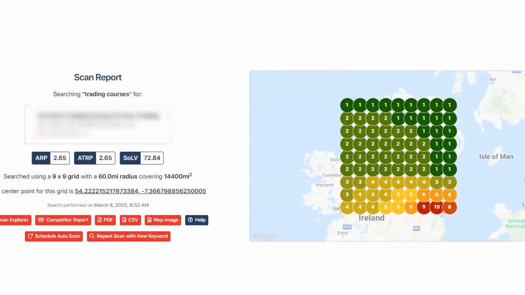Okay guys, this final one is for the super short tail keyword trading courses, and we're ranking here in Northern Ireland, over 14,400 square miles. This brings in very nice traffic, makes very good money.